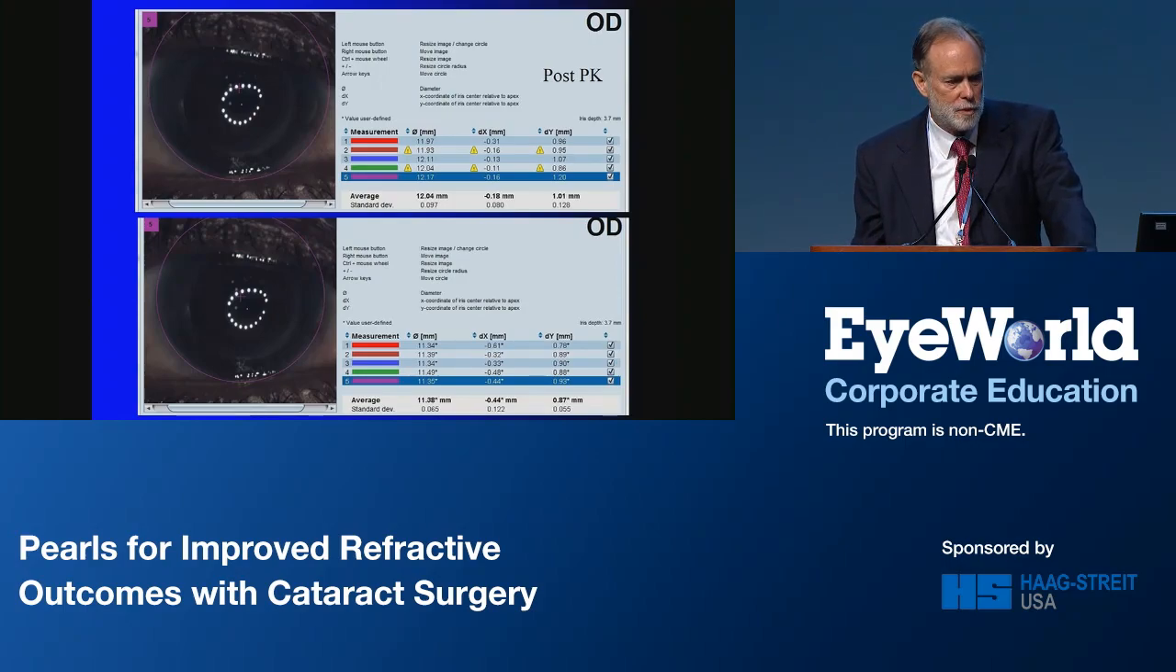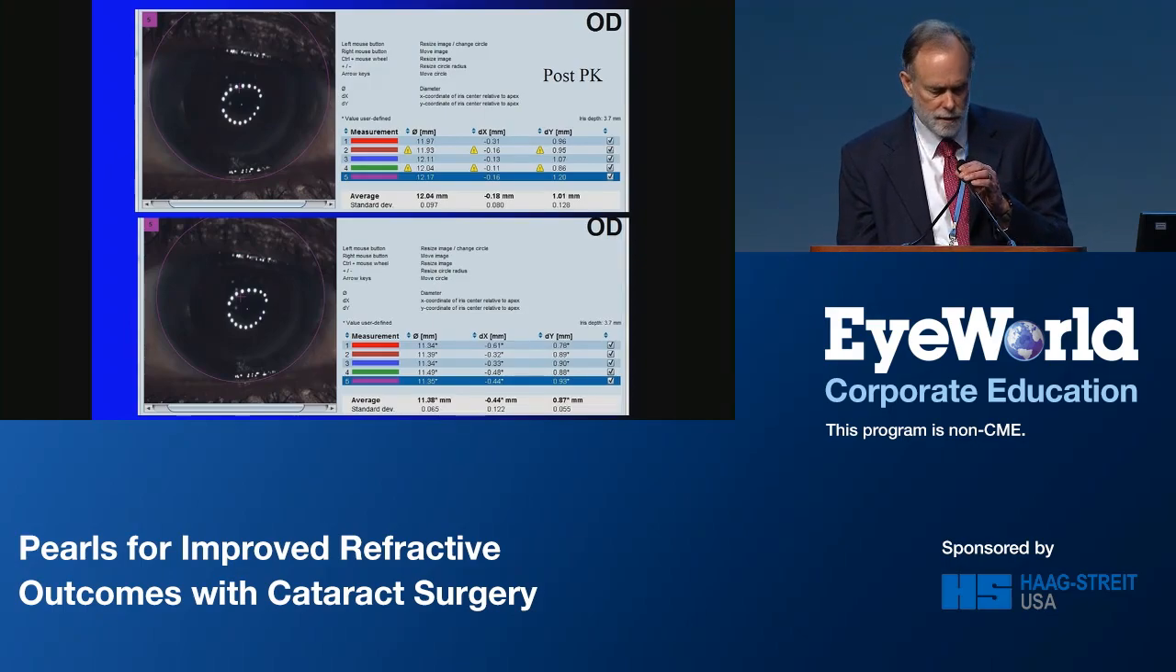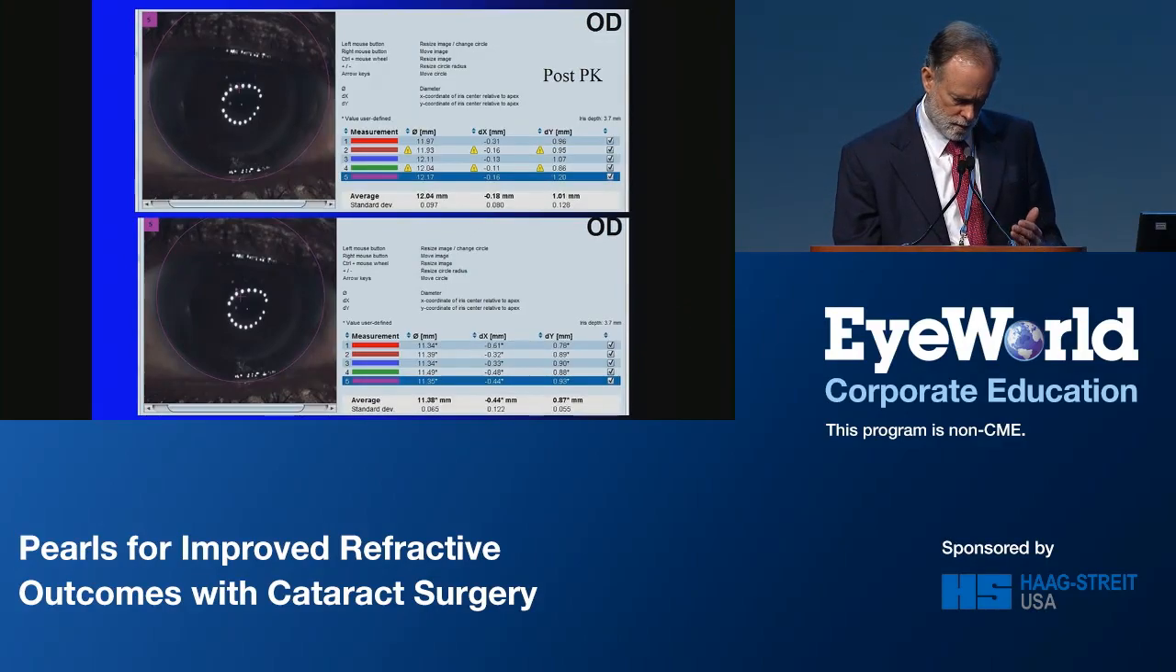This is another post-PK patient where you can see that we have some readings on the left side that are quite a bit divergent. As I mentioned, it'd be really nice if we had a mouse up here to use as a pointer. I don't think this is a pointer. No, we don't have a pointer either.